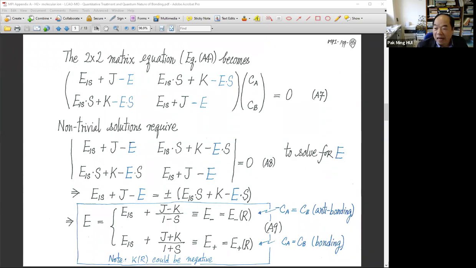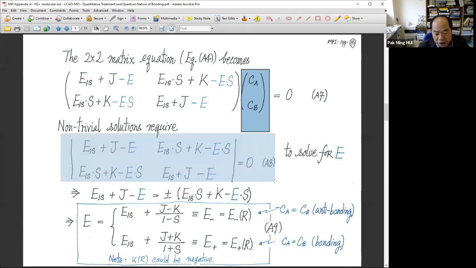Okay, so I announced the result. Now I justified my claim. The whole thing now becomes solving for the two eigenvalues E, for the two values of E, the energy. All right, so we don't want the trivial result 0, 0. We don't want it. So the determinant vanishes.